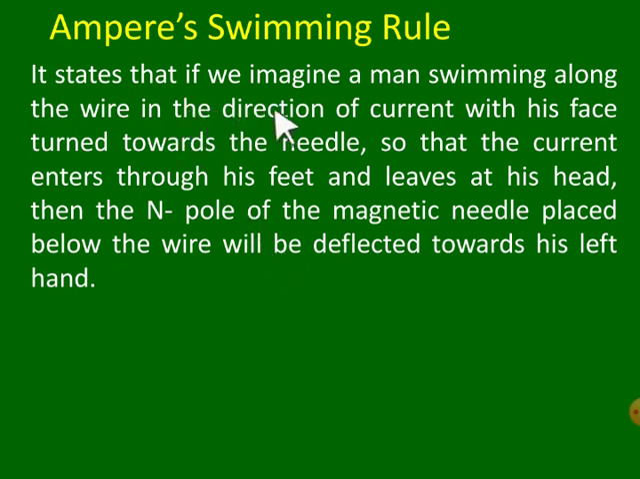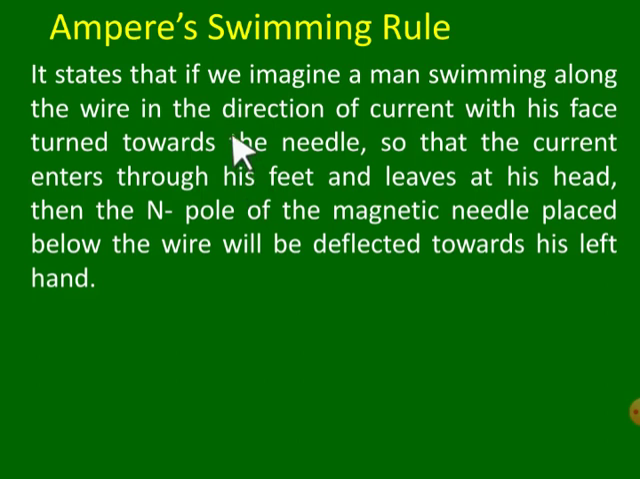It states that if we imagine a man swimming along the wire in the direction of a current with his face turned toward the needle, so that the current enters through his feet and leaves at his head, then the north pole of the magnetic needle placed below the wire will be deflected toward his left hand. So let's see the previous figure again, and I will explain this again.